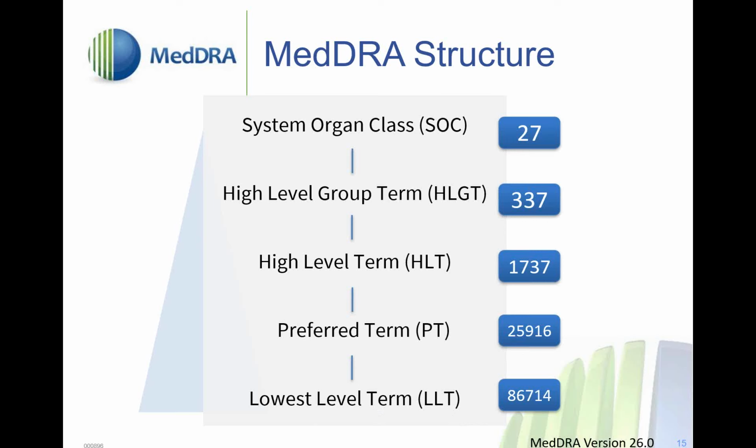Those in turn get collected together that are close to each other and medically relevant to each other within the high level terms, which are grouping terms. So HLT and above are grouping terms, and you'll see the numbers get less and less until you reach the system organ class with only 27 system organ classes for MedDRA. So when you're coding in MedDRA, basically what you're doing is you are selecting one of these LLTs that is the closest one possible to the verbatim that you're trying to code in its natural language.